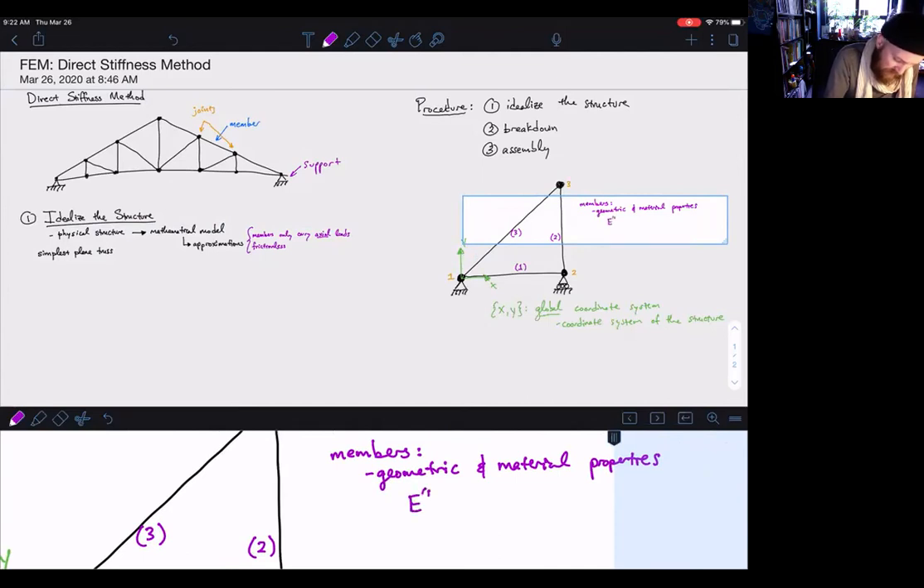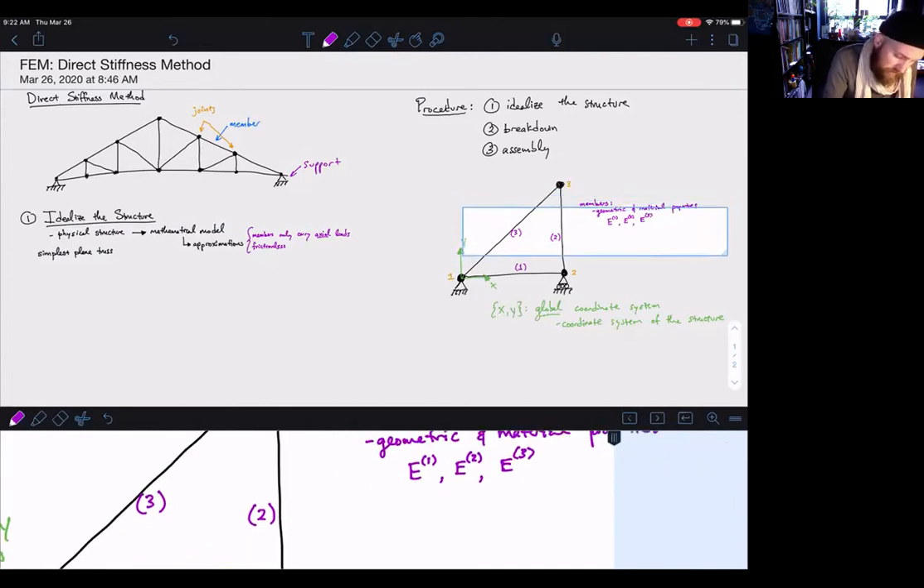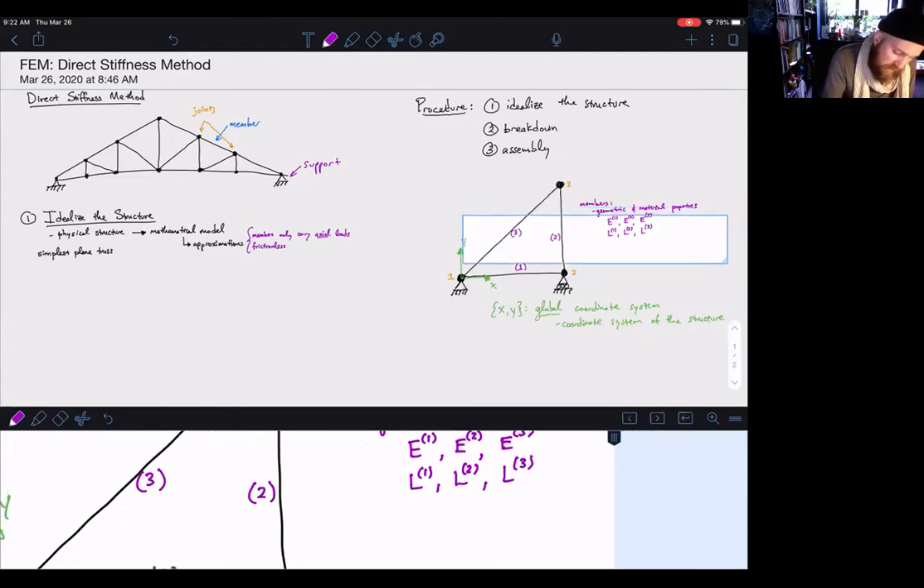So we could write that as E1, E2, E3. Pretty clearly, each of these ones will have their own length. So length 1, length 2, length 3. And we could also imagine them having their own, for instance, cross-sectional area.